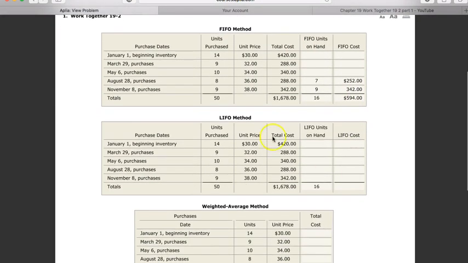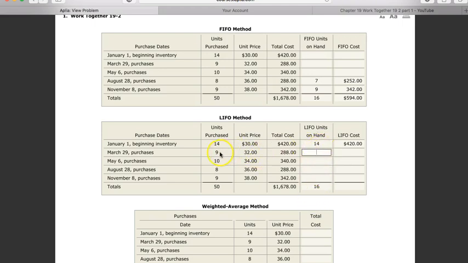Now we're going to go to the LIFO method, and again, I already put 16 here. That's our units on hand. And with this one, the last in is being sold first, so we're not going to count these because we're going to assume that they've been sold. So 16, we're going to go way up here. We had 14 in January, so we're going to take all those 14. 14 times 30, we already know is 420. And then we're going to need 2 more, because 16 minus 14 is 2 more.